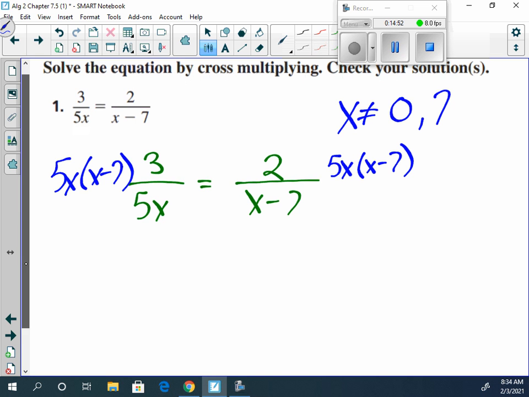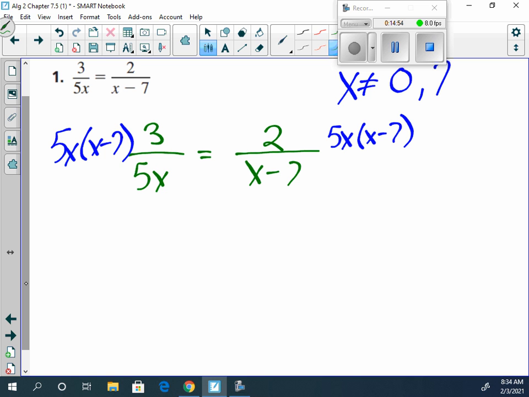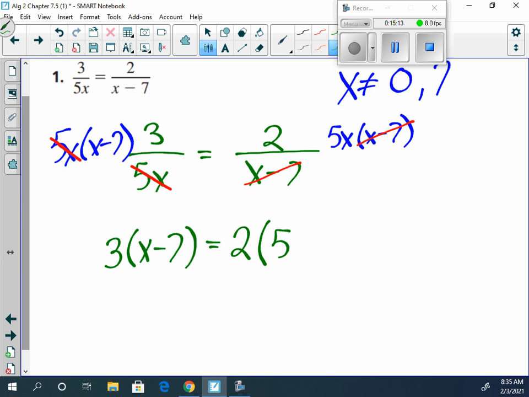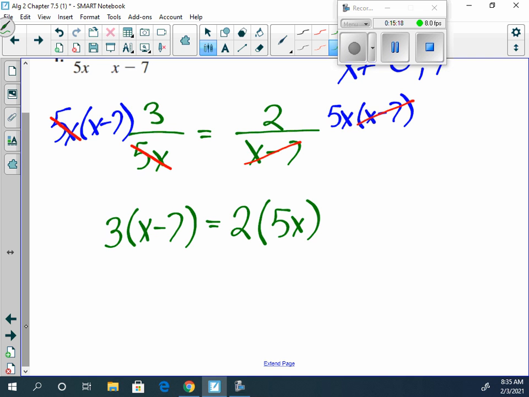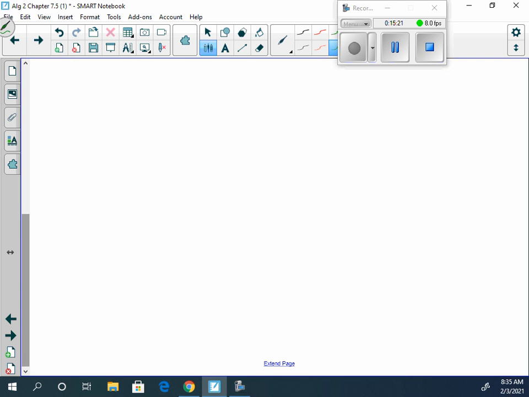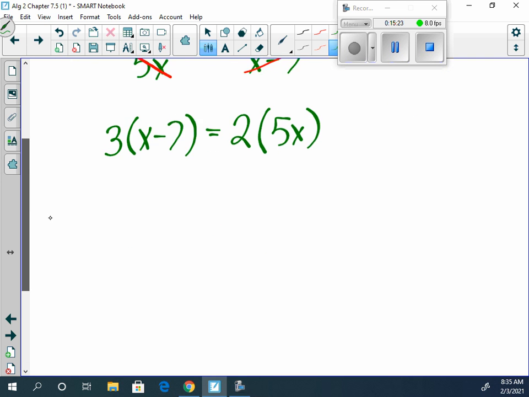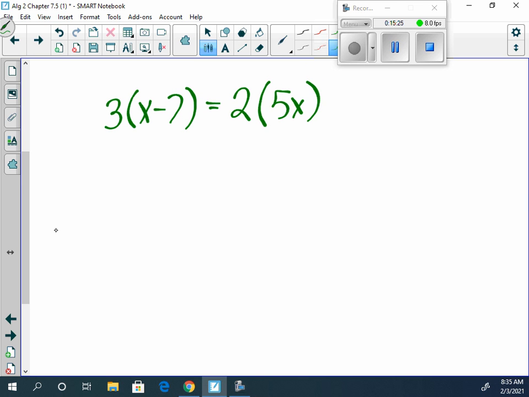Because when we multiply through with this here, the x minus 7 and x minus 7 cancel. The 5x and 5x cancel, which leaves us with 3 times x minus 7 is equal to 2 times 5x. Any questions on how we got to this point here?